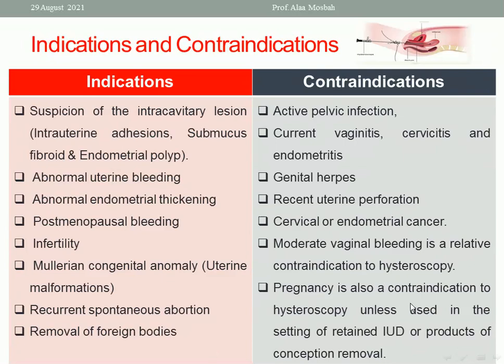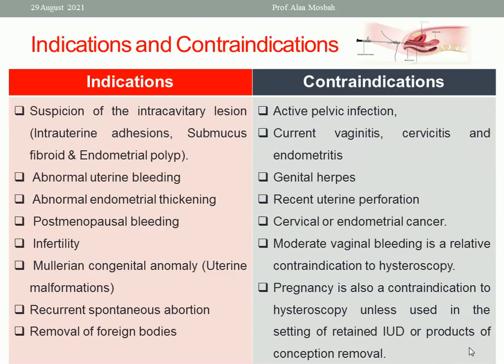So what are the contraindications to doing hysteroscopy? Any acute pelvic infection, any current vaginitis, cervicitis, or endometritis, or presence of genital herpes, any recent uterine perforation, if there is cervical or endometrial cancer. If there is moderate vaginal bleeding, it can be considered a relative contraindication to hysteroscopy because the excess bleeding may obscure the vision to see the pathology.